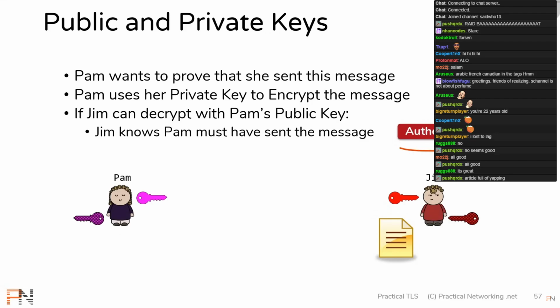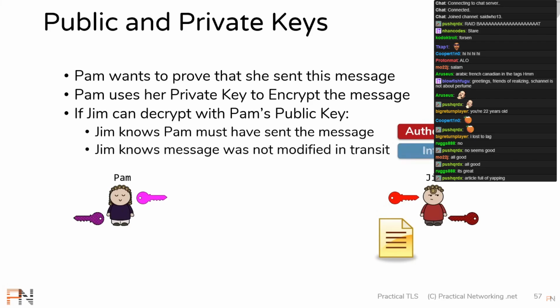If Jim was able to decrypt something with the public key, it proves that the only key that could have encrypted it was Pam's private key, and Pam should be the only person that has that key. Therefore, we know Pam sent that message. It also proves something else. It also proves that the message was not modified in transit.